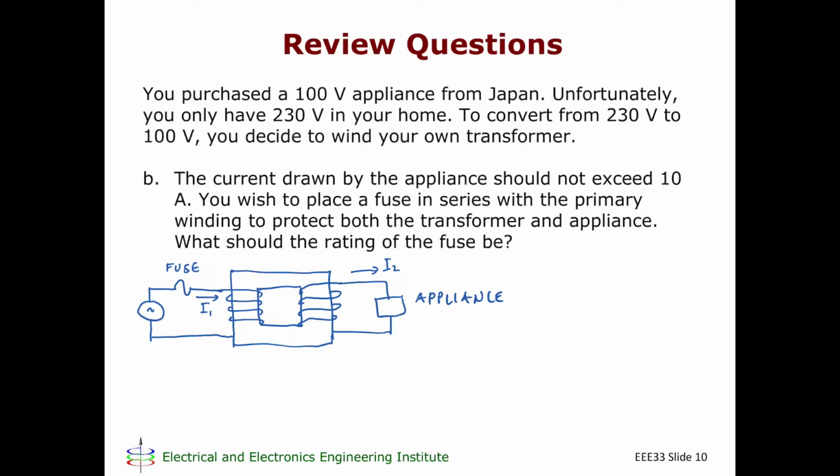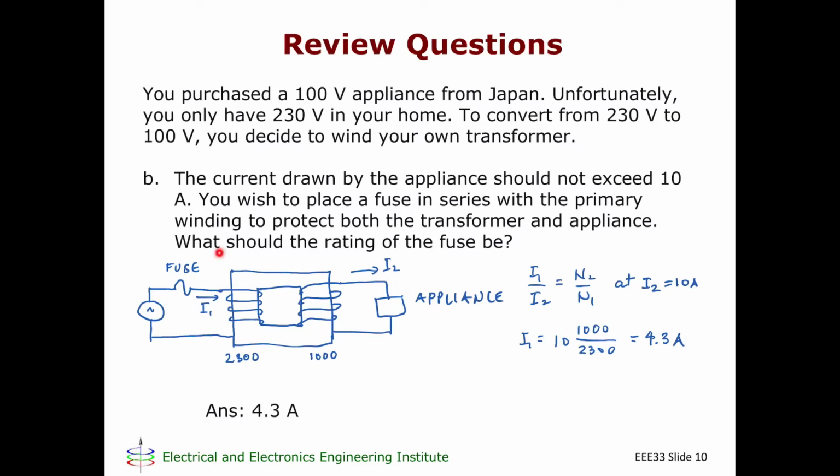So we already know that the turns ratio, N1 over N2, is going to be 2,300 is to 1,000. Okay, so I1 over I2 is equal to N2 over N1. At I2 equal to 10 amperes, I1 will be equal to I2 multiplied by 1,000 over 2,300. Okay, and that's going to give you 4.3 amperes. So the fuse that we connect should be 4.3 amperes, so that when I2 exceeds 10 amperes, the fuse is going to blow.